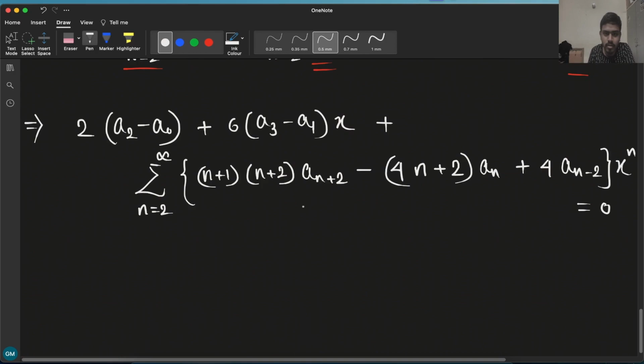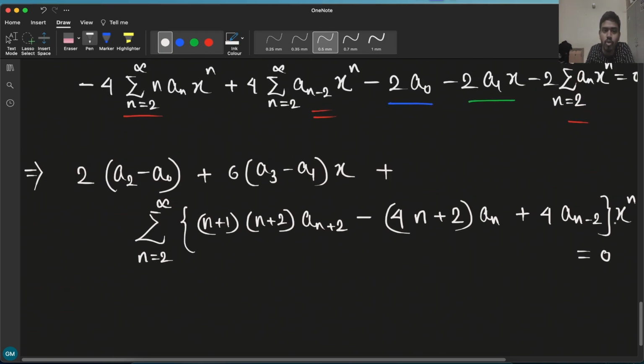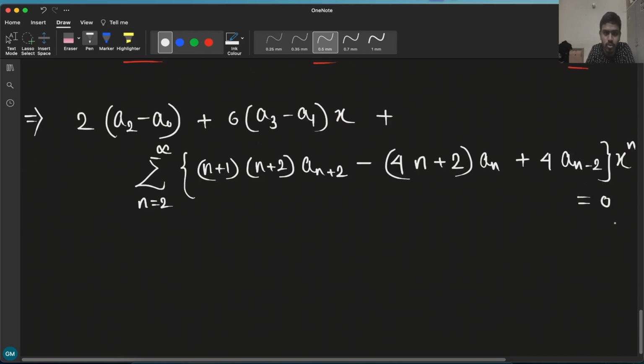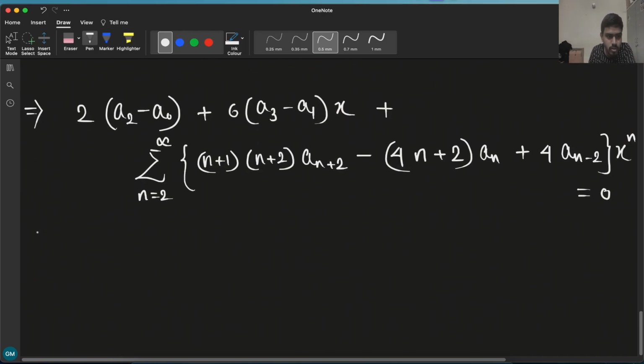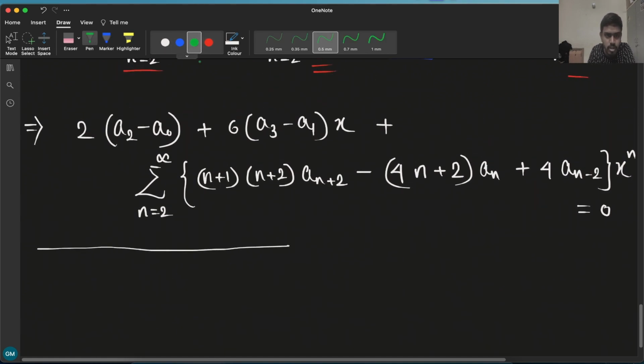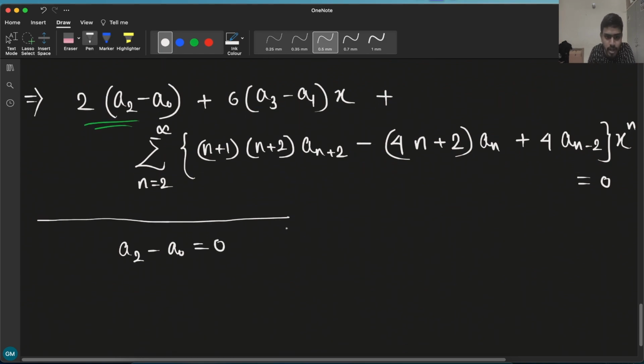So now what we will do is, as the right hand side is 0, we will make all the coefficients equal to 0. So if we do that, then for the constant term, we have a2 minus a0 equals 0, which implies a2 equals a0, right? Let me call it equation 1.